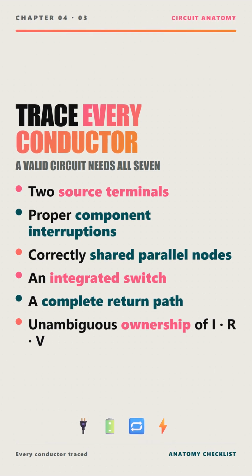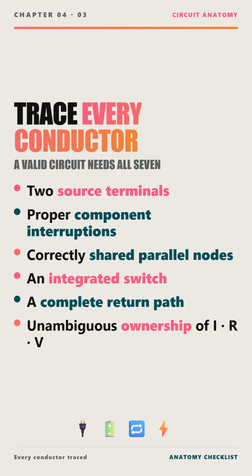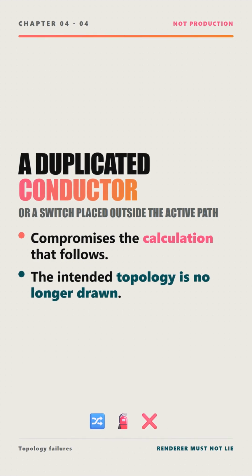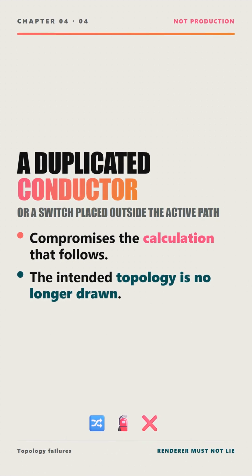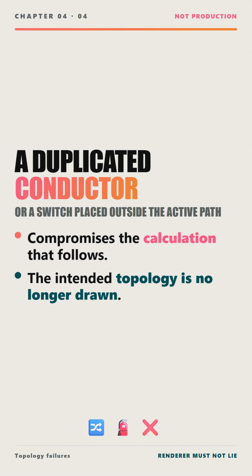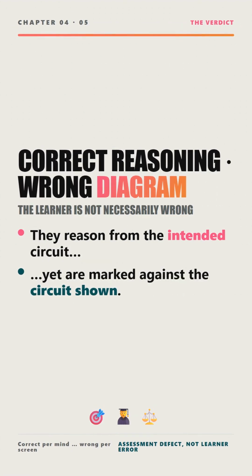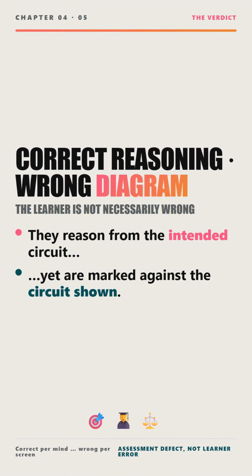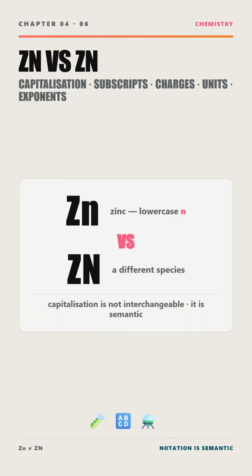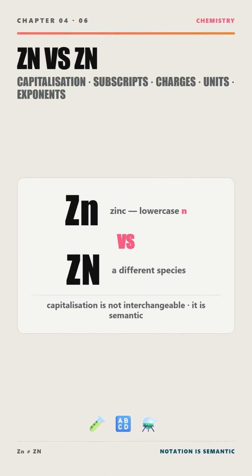Series, parallel, mixed and switch circuits require separate specifications. Every conductor must be traced. A valid circuit needs two source terminals, proper component interruptions, correctly shared parallel nodes, an integrated switch, a complete return path, and an unambiguous ownership of current, resistance and potential difference. If a renderer duplicates a conductor or places a switch outside the active path, the calculation that follows is compromised. Trust me, these are the hiccups I ran into when building this thing.